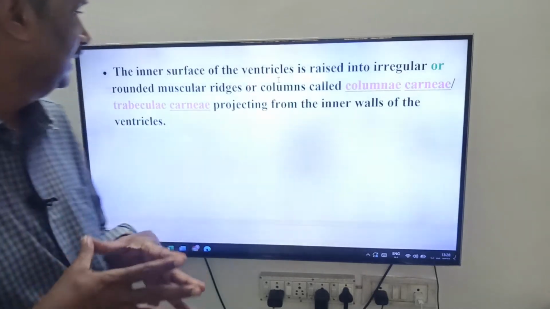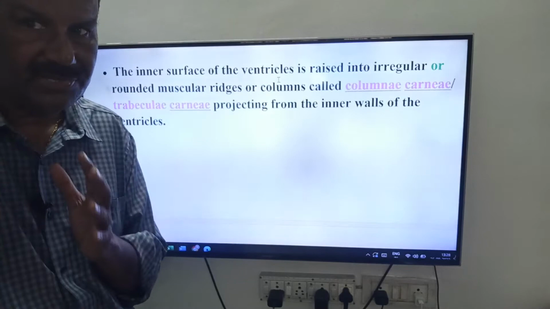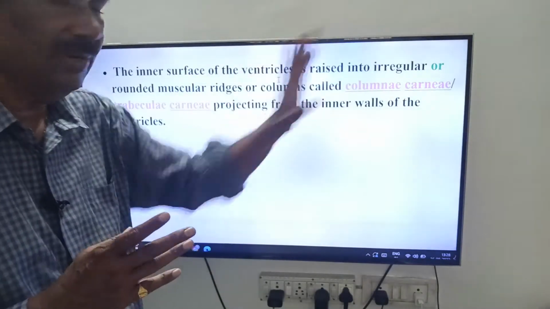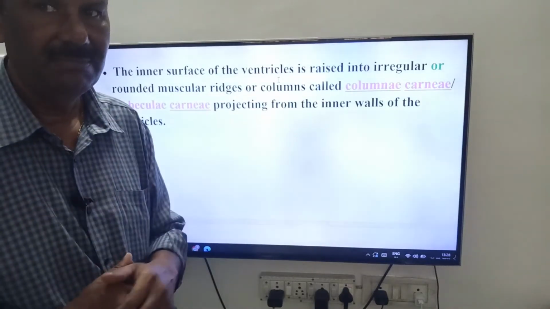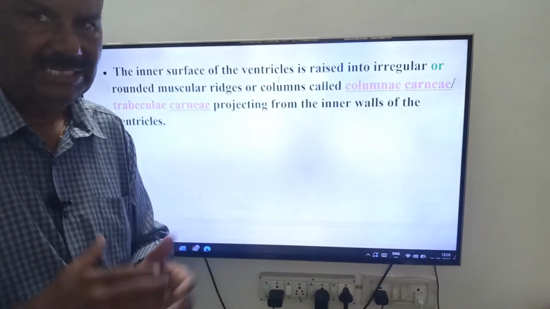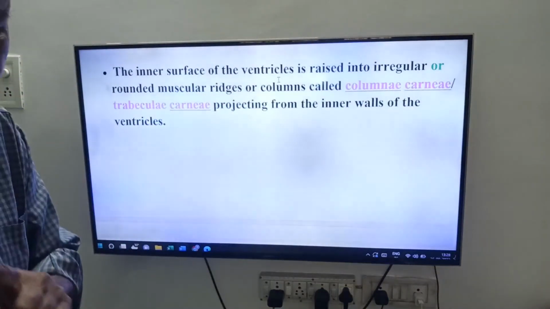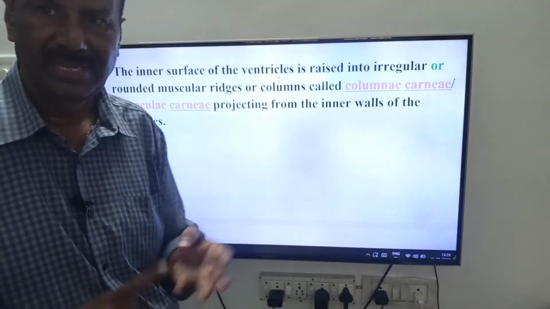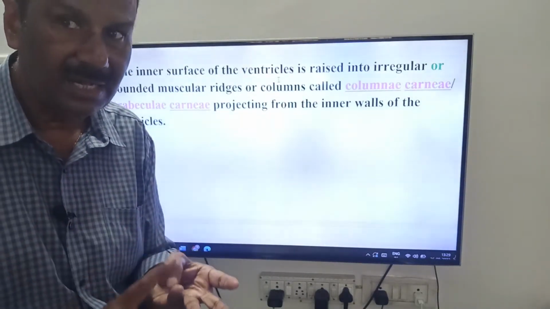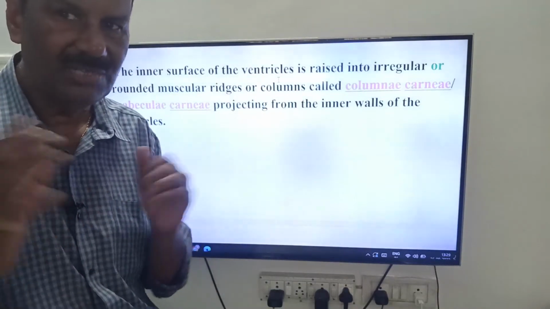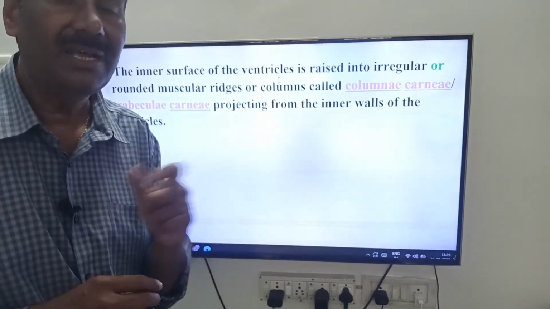Once again, friends, the inner surface of the ventricles is raised into irregular or rounded muscular ridges, or you may write columns. Irregular or rounded muscular ridges or columns. These are called what, friends? Columnae corneae or trabeculae corneae.